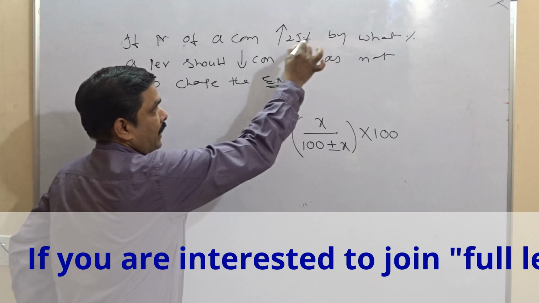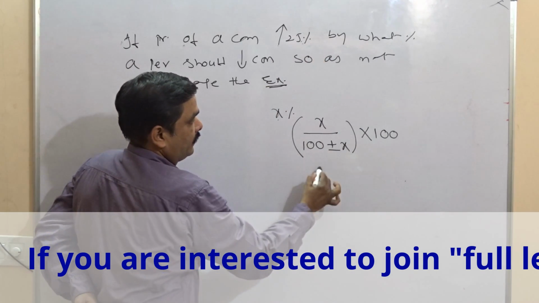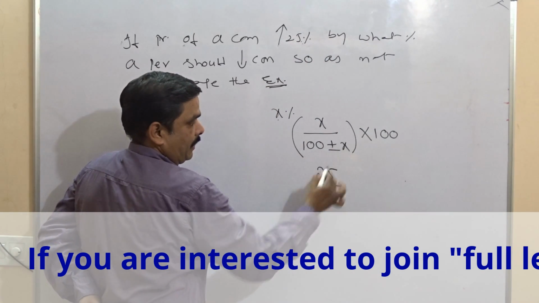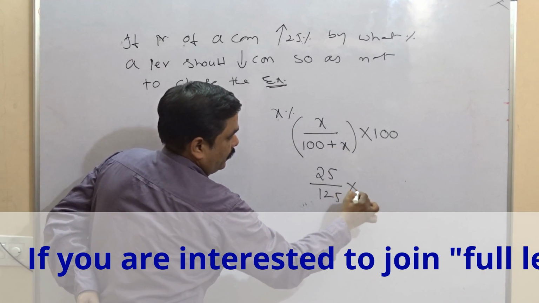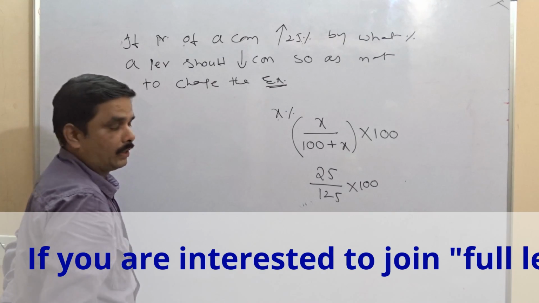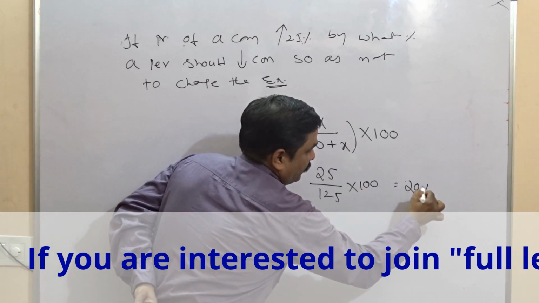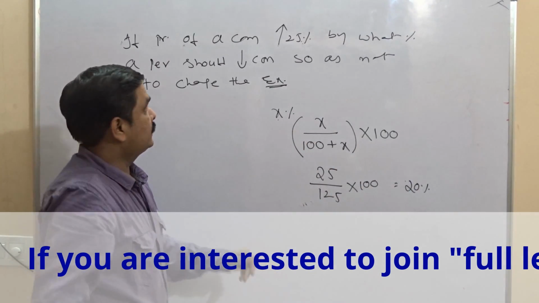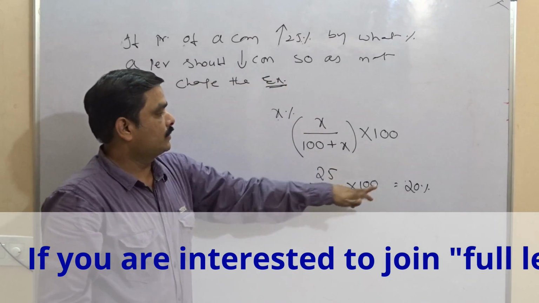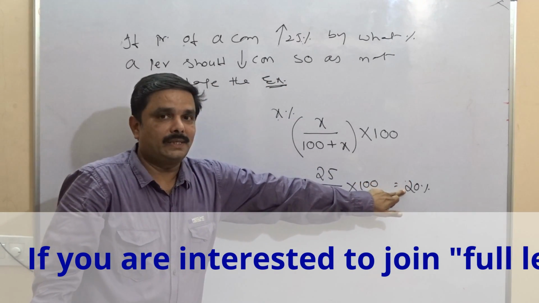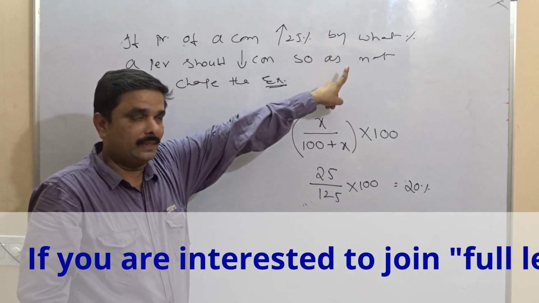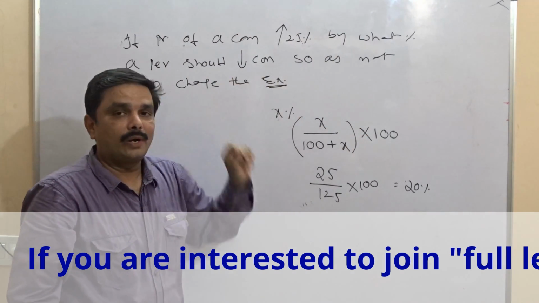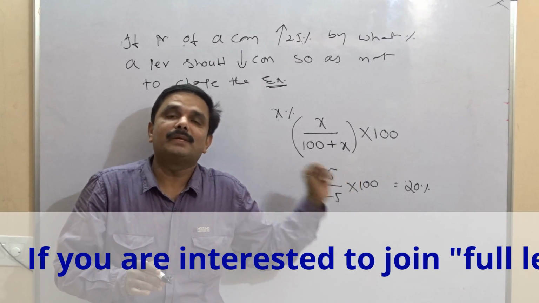Now simply my answer is going to be, this is 25. 25 divided by, this is plus since increased, 125, into 100. Now my answer is 20%. The answer is the person should reduce the consumption by 20% when the price of the commodity increased by 25%, where the expenses are not changed. This is the best way.